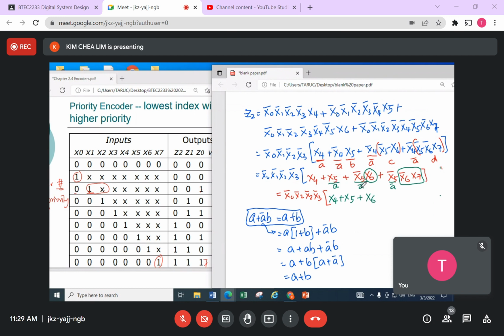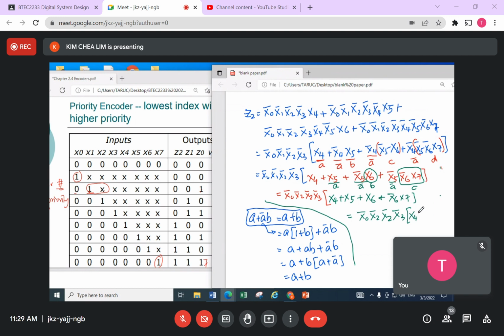A plus A bar B, so A plus B. So A plus A bar C, so you write it as A plus C. C is this one. All right, so of course after this, one more step and you're going to get your answer. These two I can further simplify based on the same concept.